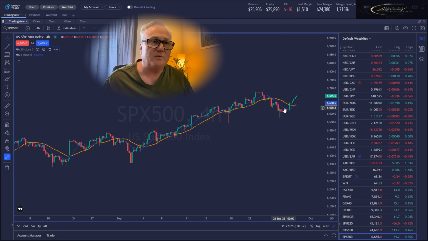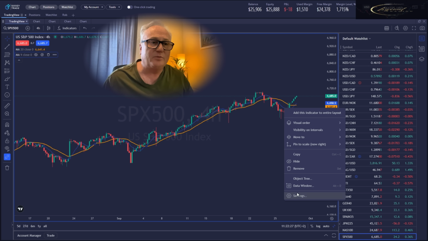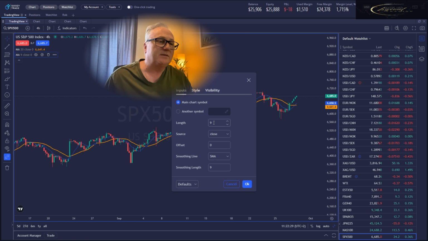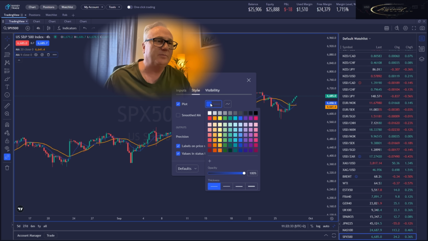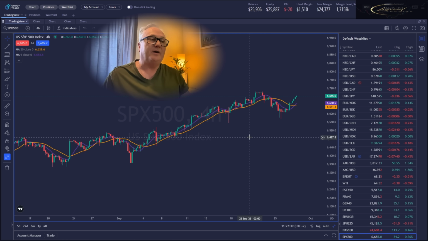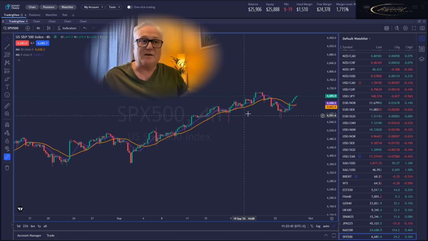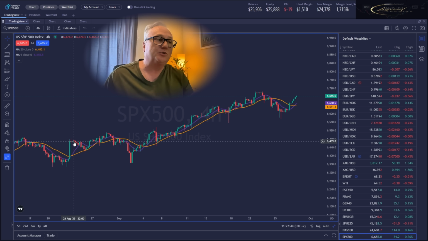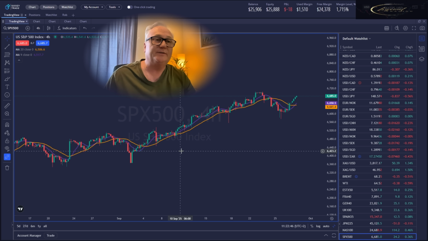Let's put the other one in as a 9, make it a little bit more visible. That's a 9-day moving average. I'm going to make its style a little bit better. I'm going to make it purple, and I'm also going to give it a thicker line. There we go. We've got a 9-day moving average. So the purple one is now your 9-day moving average. Your orange one is now a 20-day moving average.